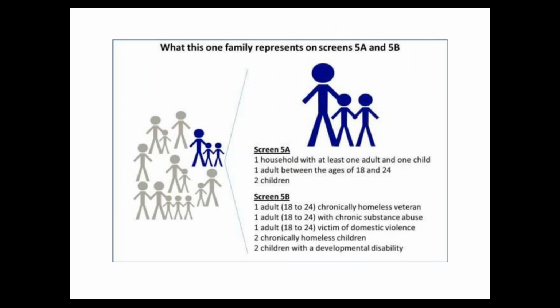I know it's a little confusing to look at, so I've just added this screenshot from the instructions. The one family on 5A is a household with at least one adult and one child. It will then be further broken down on that screen into one adult between the ages of 18 and 24 and two children. And then on screen 5B, that household with one adult and one child is actually indicated in multiple columns. So there's one adult who is a chronically homeless veteran, one adult with chronic substance abuse, etc.